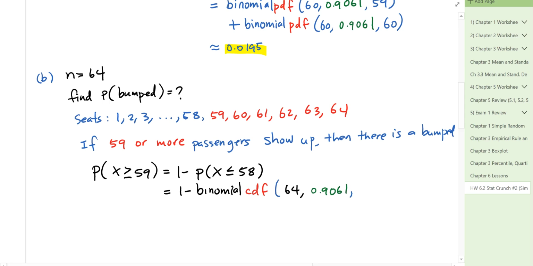And I want to find the probability of less than or equal to 58. So x is 58. Type that in your calculator and solve. You get approximately 0.4361. Right? And let me show you how to do it in your calculator.